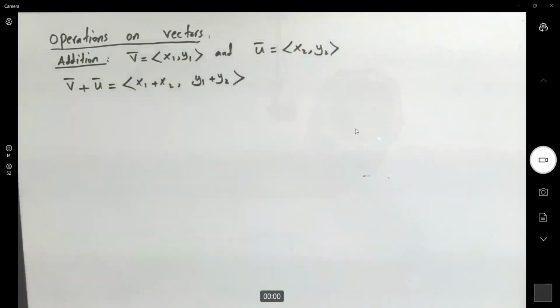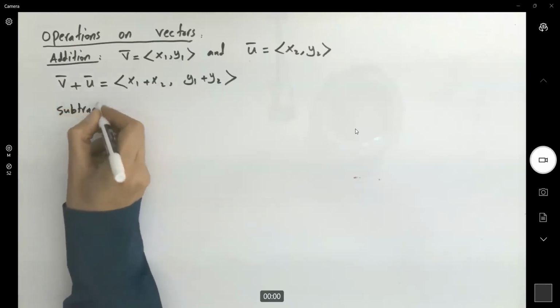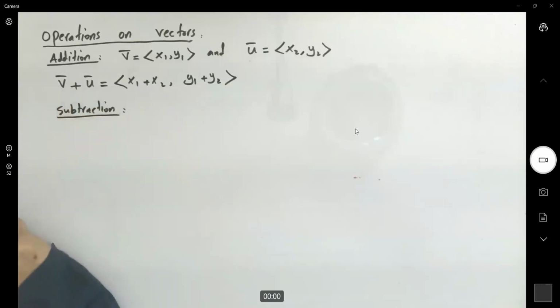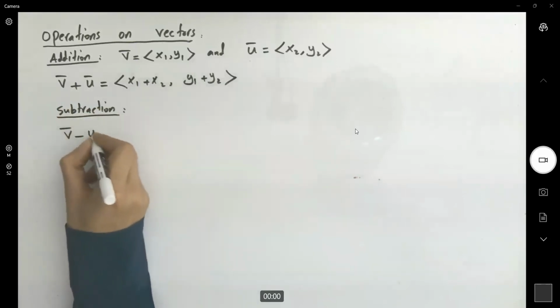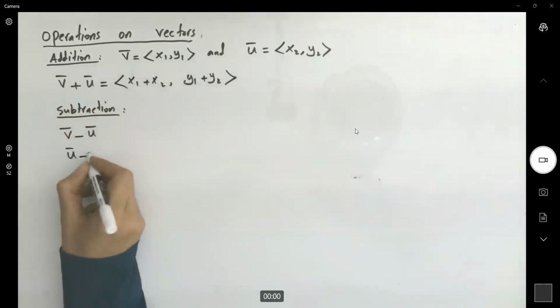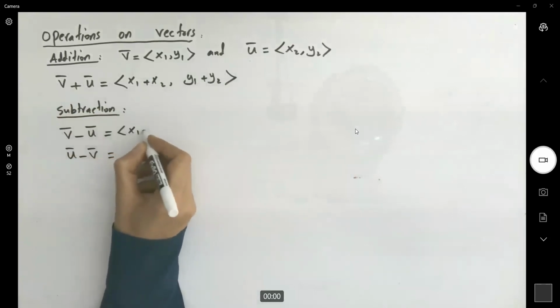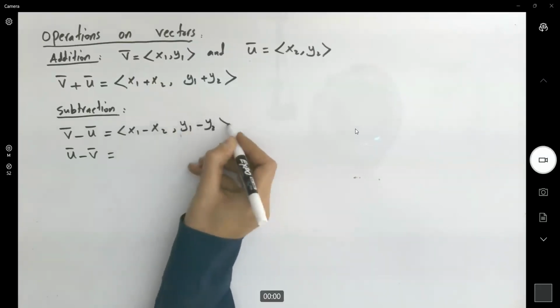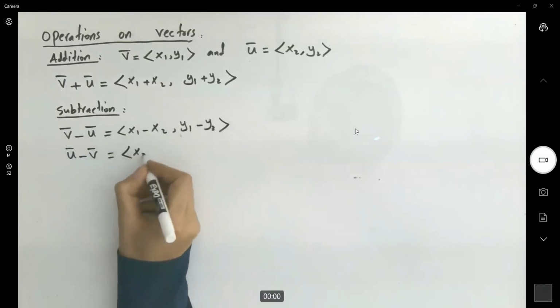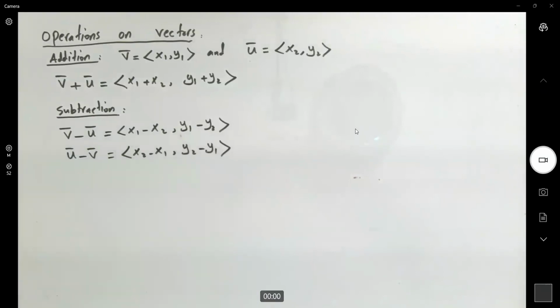Well, what else you can do? Of course, we can subtract two vectors. Subtraction. I can take these two vectors, find the difference between them. For example, v minus u, u minus v. These two vectors are different from each other. V minus u, well, it is x1 minus x2, comma, y1 minus y2. This guy is going to be x2 minus x1, y2 minus y1. The order is important.